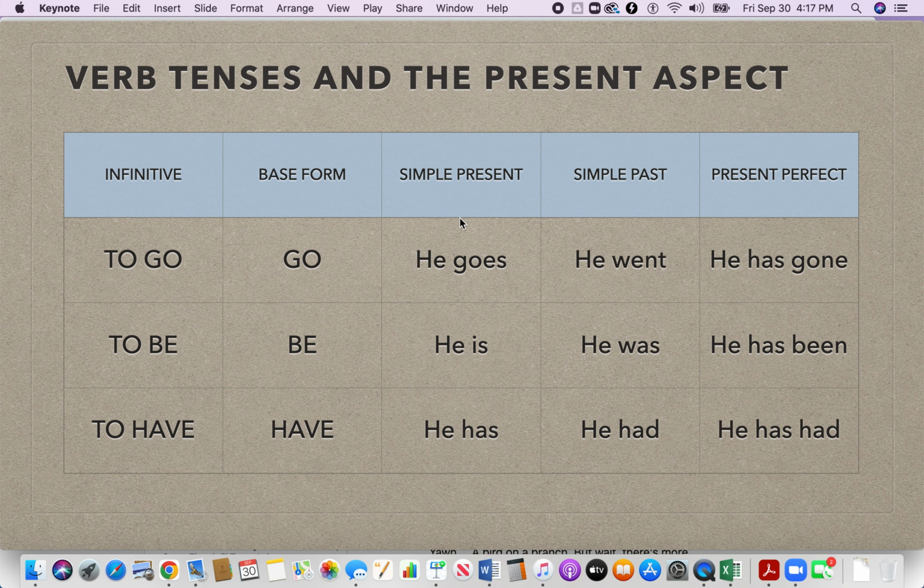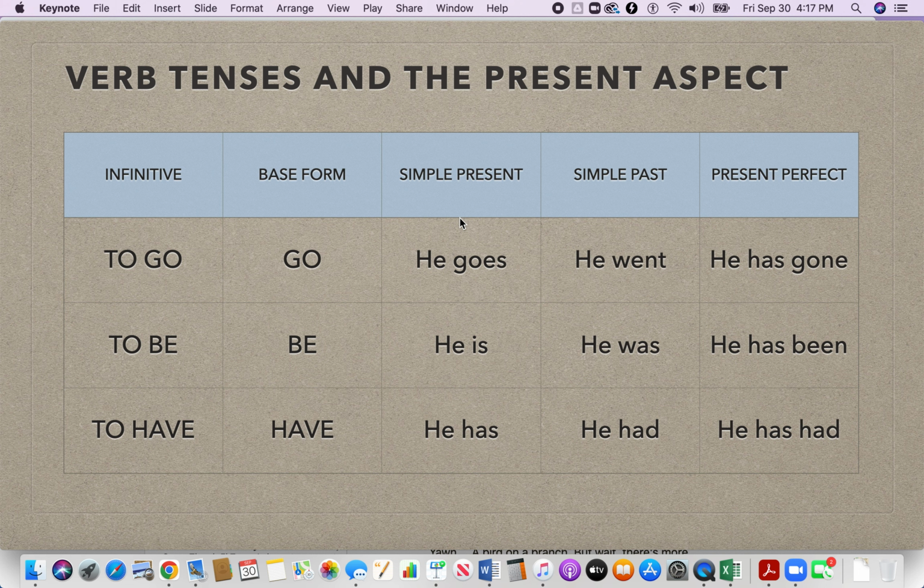Let's look at the verb tenses and the present aspect. First of all, you've got to realize what's the infinitive, what's the base form, what's the simple present, and what's the present perfect. So infinitive, to go, the base form is go, the simple present is he goes, the simple past is he went, the present perfect is he has gone. Has is the present and gone is the perfect.